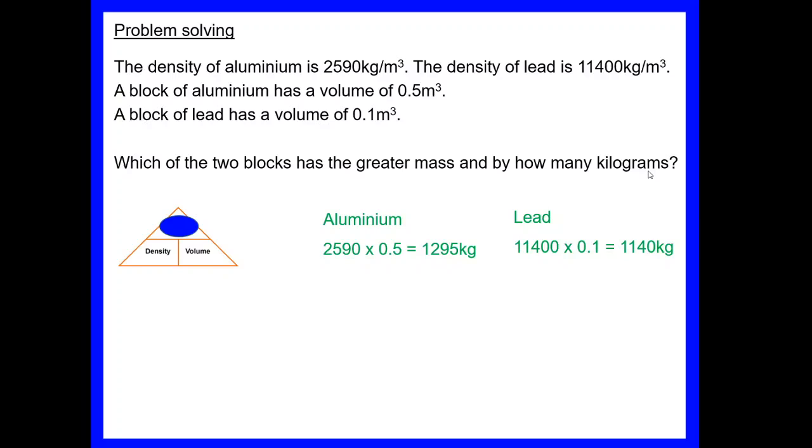Now our question asked us which had the greater mass and by how many kilograms. So we've got to find the kilograms difference between them. So we're going to do 1,295 minus 1,140. So there are 155 kilograms difference between them.